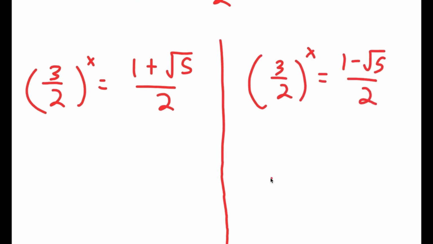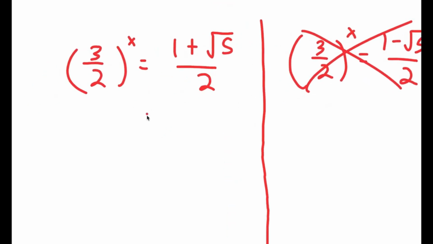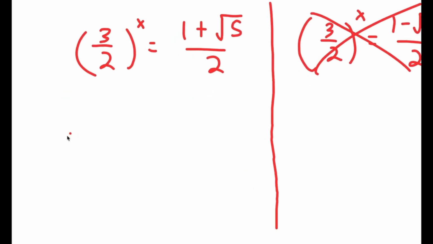Now to start, we can already cancel out one of these equations, which is the right-hand one, because 1 minus the square root of 5 is going to be a negative number, and you can't raise a positive number to a power and make it equal a negative number. So this equation wouldn't even work. So the only equation I have left is (3 over 2) to the power of x is equal to (1 plus the square root of 5) over 2.